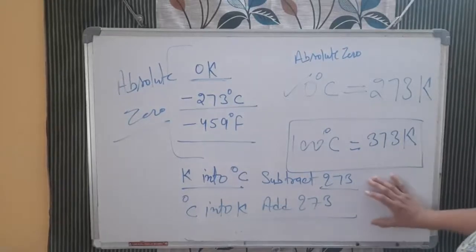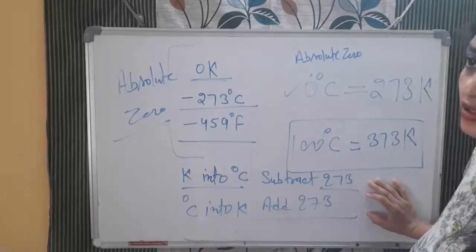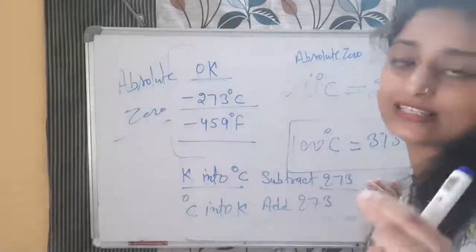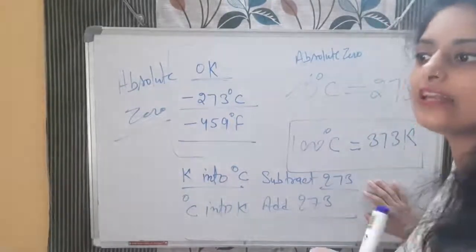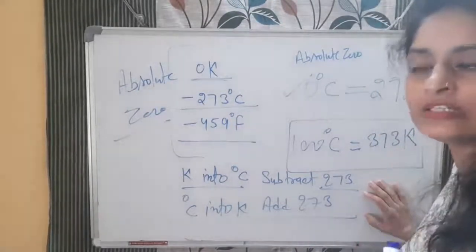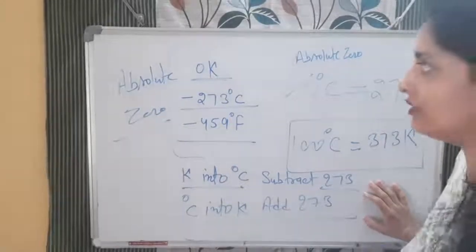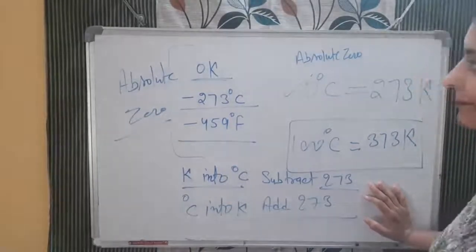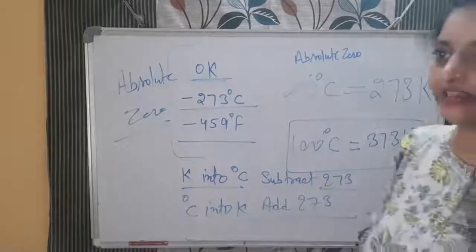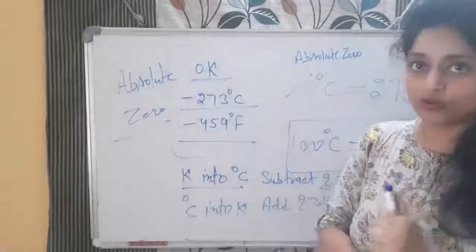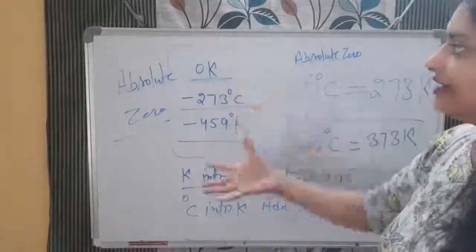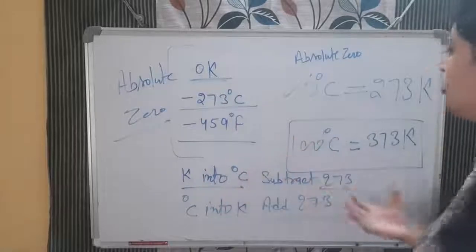The Kelvin scale is also the SI unit of temperature. Why is it the SI unit? Because it is the international system. We can use it all over the world. So these are the three basic main scales in which we can measure the temperature. Hope you got the formulas also, how you convert Fahrenheit into Celsius and how you convert Celsius into Kelvin.